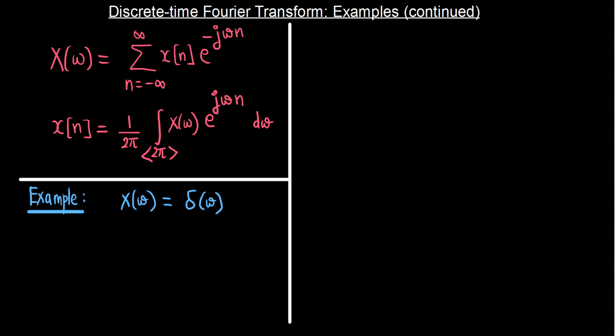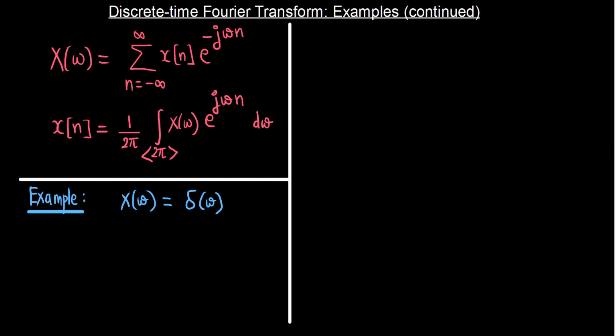And let's suppose we need to calculate the inverse of it. That means we need to calculate what the signal is going to be in the time domain, that means we have to calculate this x of n here. How can we do that? So let's take this example.